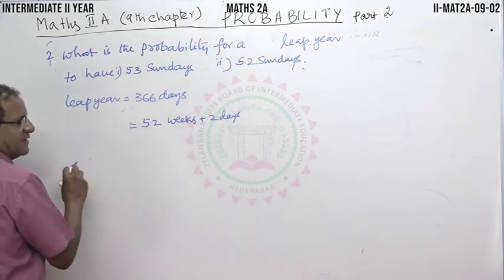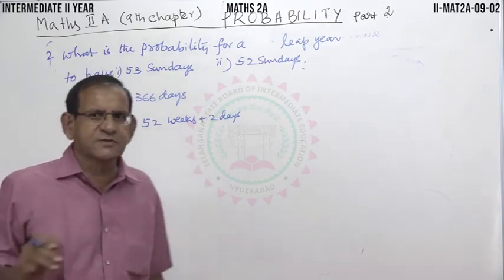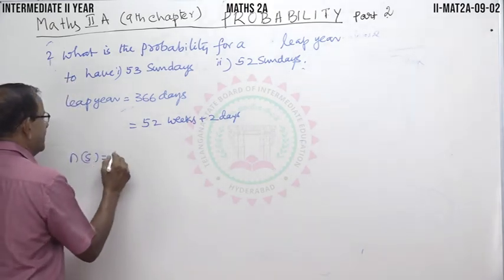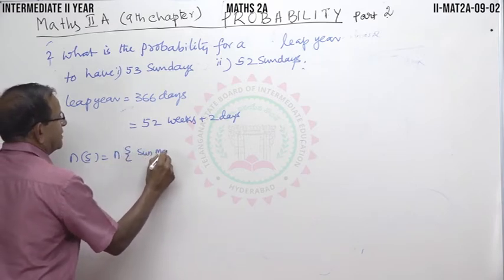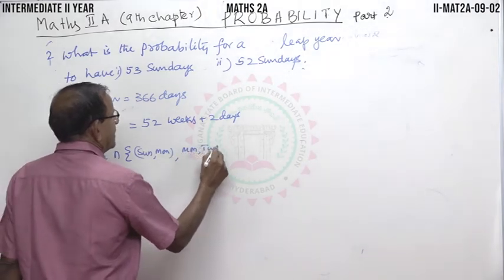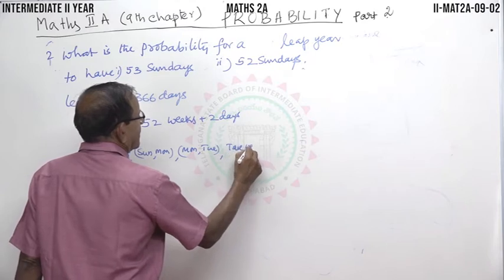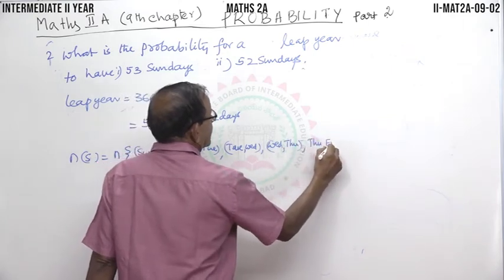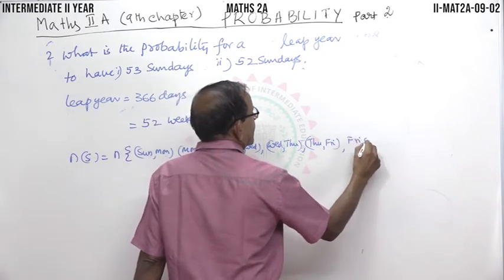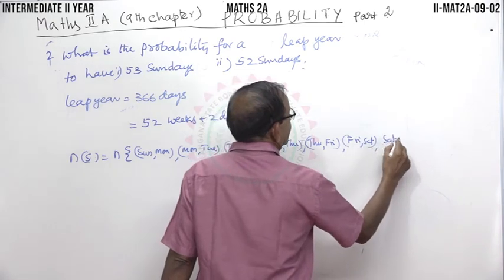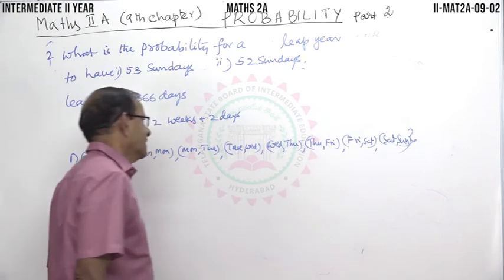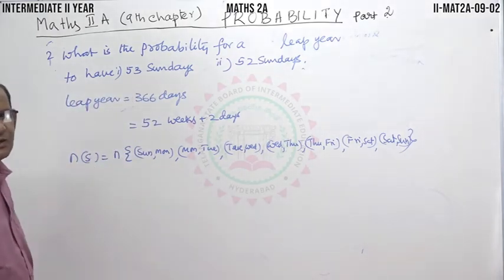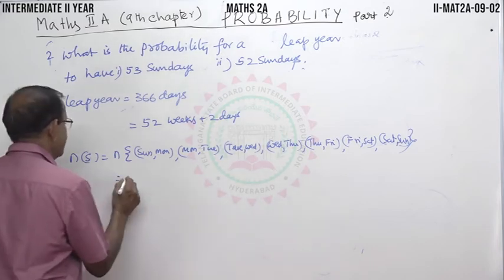Now the sample space: the 2 days may be 2 successive days, either Sunday, Monday or Monday, Tuesday, Tuesday, Wednesday, like that. So n of S is equal to n of Sunday, Monday or Monday, Tuesday or Tuesday, Wednesday or Wednesday, Thursday or Thursday, Friday or Friday, Saturday or Saturday, Sunday. Here also there are 7 possible outcomes: 1, 2, 3, 4, 5, 6, 7. You will get only one of these 7. So total possible outcomes are 7.